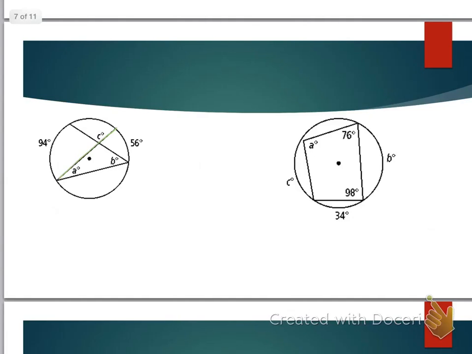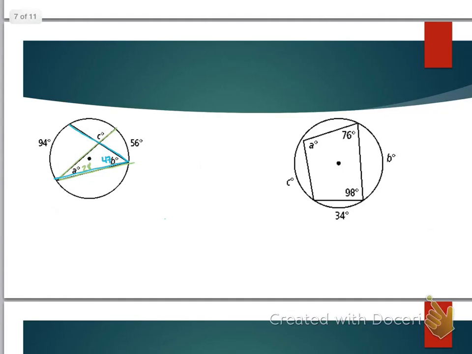Okay, so we have an angle here that's with that 56. So if I do 56 divided by 2, I can get A, which is 28. I'm going to change colors here. I have this angle here. So if I do 94 divided by 2, I can get B, which is 47.